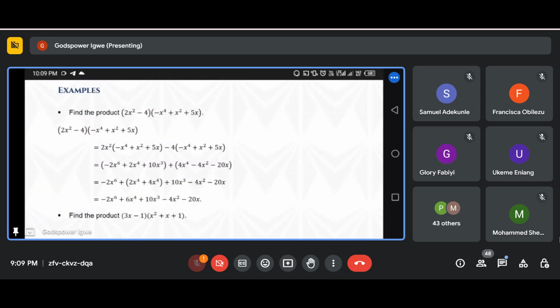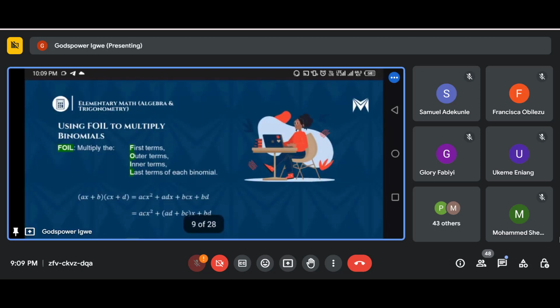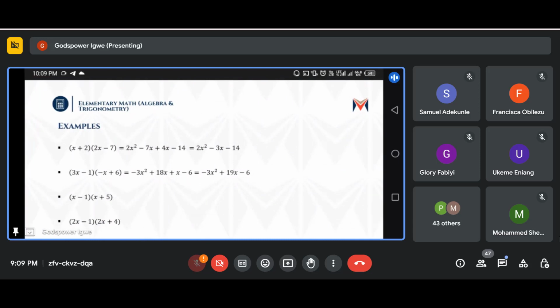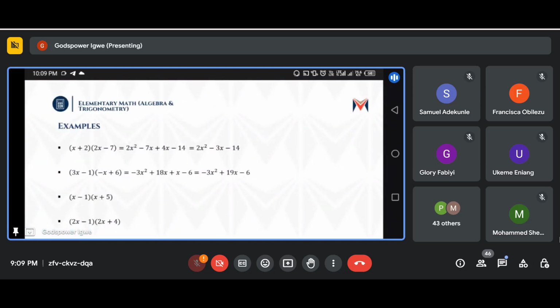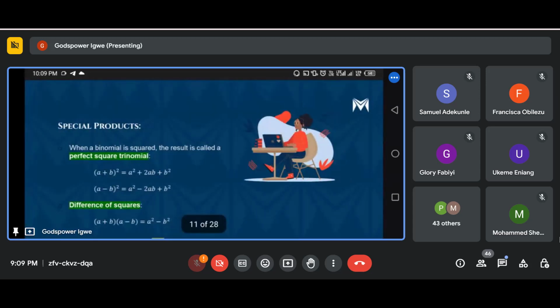Was it even solved here? The minus 2x raised to power 6. Why was I solving it again? Look at me, waste of time. All right, using FOIL: first, outer, inner, last. Hence, the x plus this, multiplied by this, gives us a quadratic equation here. Then this other one is giving us a quadratic equation here. So once you have a quadratic equation, you can find the roots of the equation.